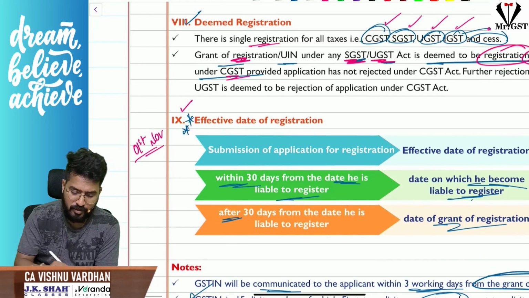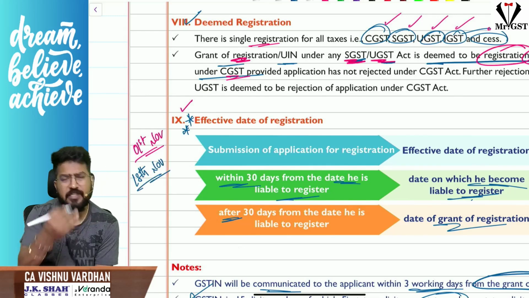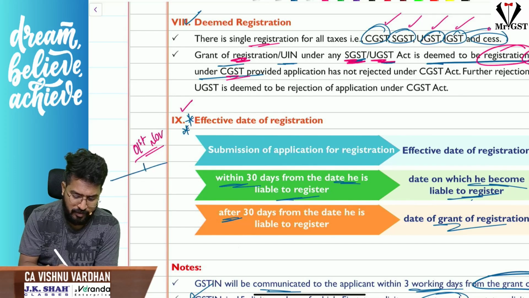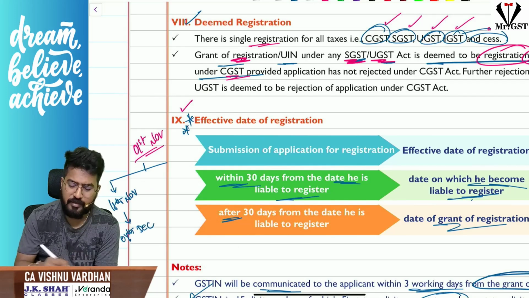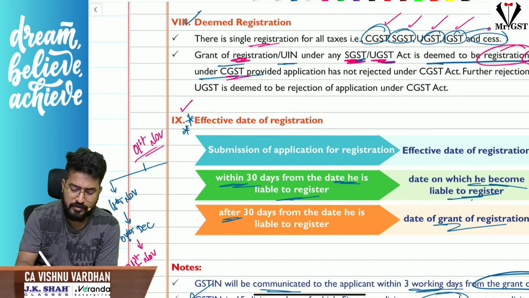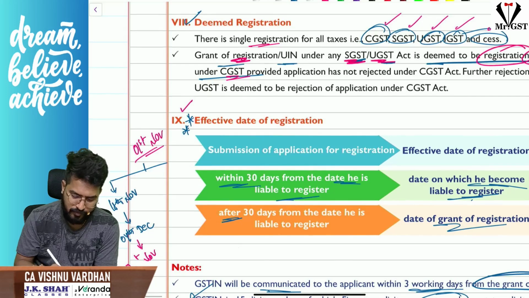18th November. Within 30 days only you are applying and you are getting the registration certificate. Second, sir, 1st November you became liable, 18th November you are making an application, 4th December you are getting the registration certificate. So what is the effective date of registration? Effective date of registration will be 1st November. Okay, that will be 1st November.